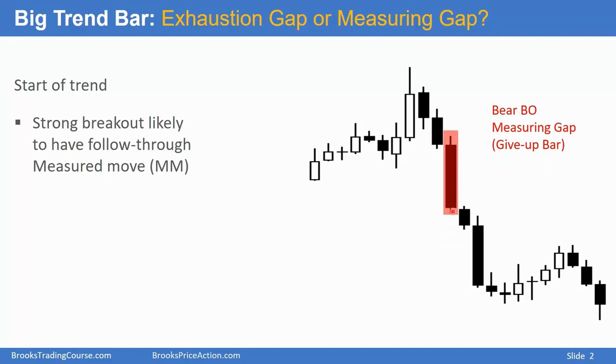This big bear trend bar is a sign that the bulls are giving up. It's a give up bar, and it's a strong bear breakout. It's probably a measuring gap.